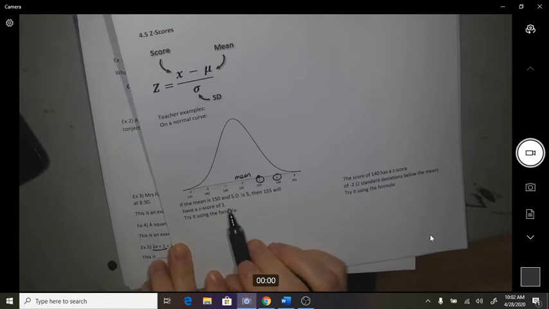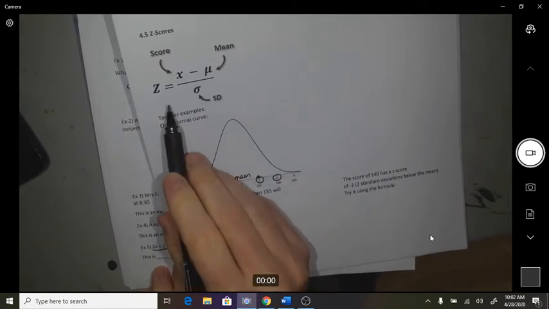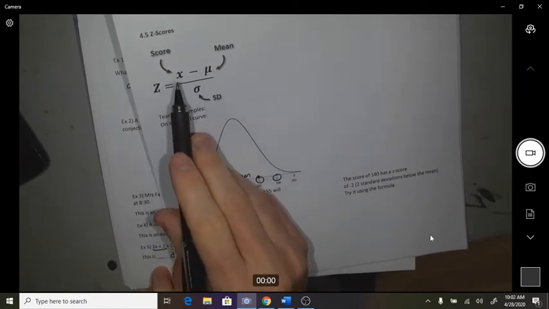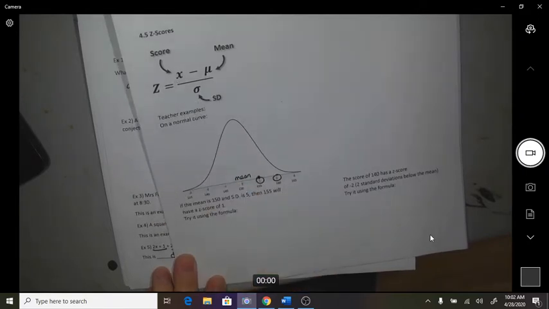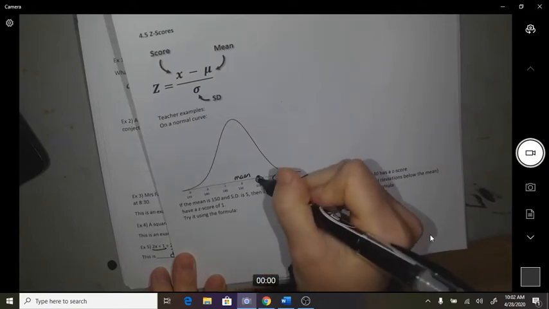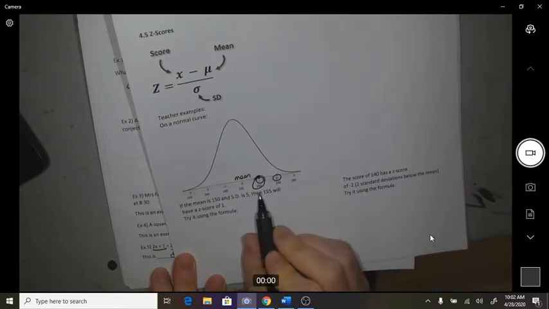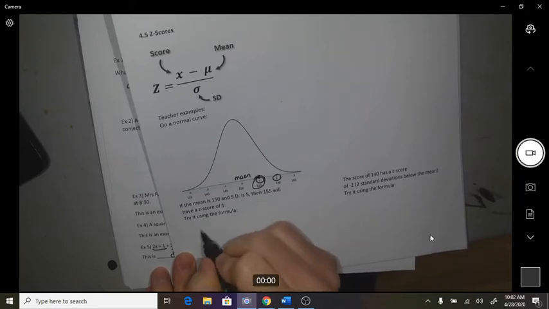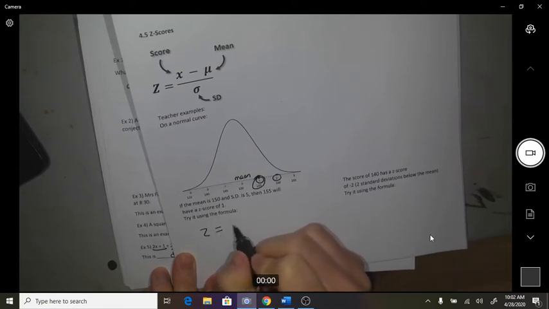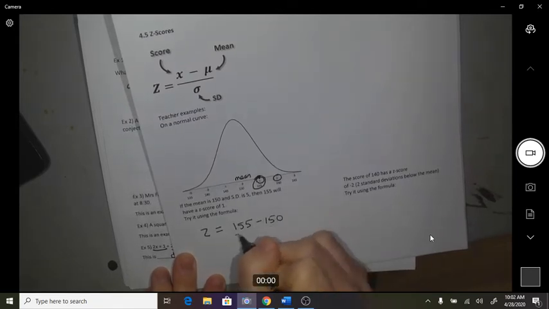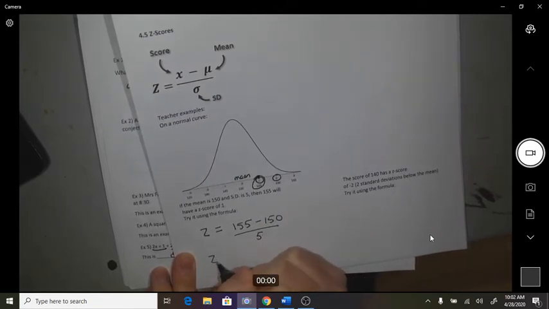Okay, so let's just practice with this formula. The z-score equals the score that you're talking about, subtract the mean, divided by the standard deviation. So 155, we can see on a normal distribution curve should have a z-score of 1. So the z-score equals 155 minus the mean over the standard deviation. So 155 subtract 150 is 5. 5 divided by 5 is a z-score of 1.